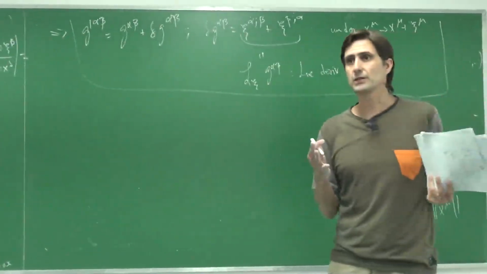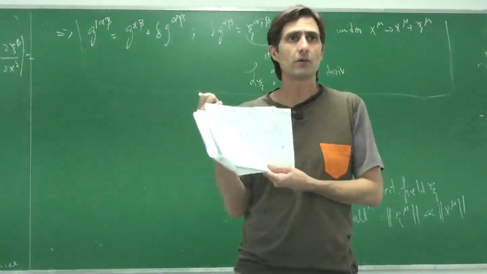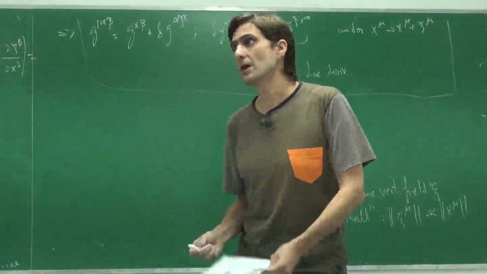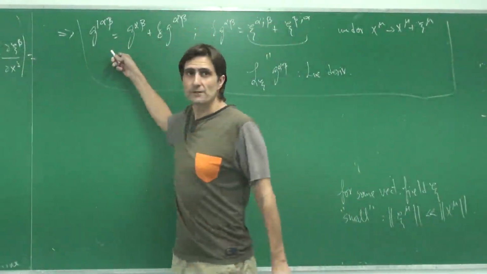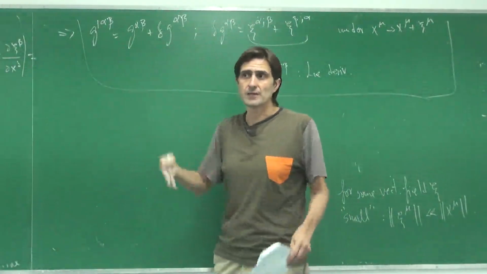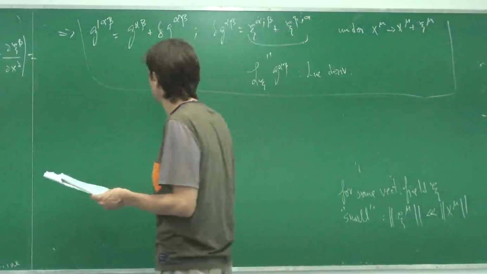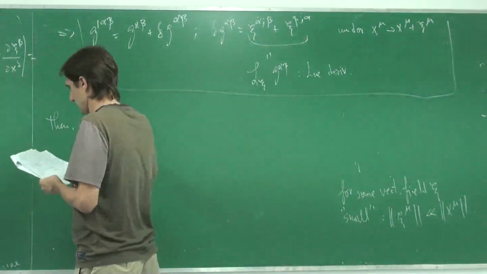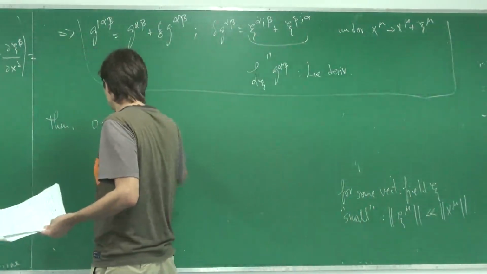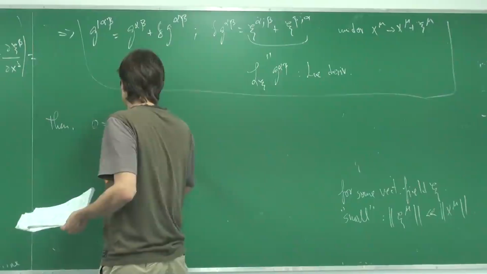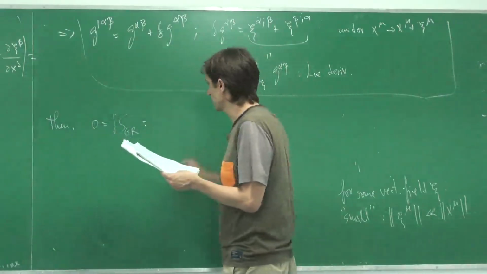Okay, so we want to look at the variation of the Einstein-Hilbert action under infinitesimal coordinate transformations. We've just seen how the metric varies under an infinitesimal coordinate transformation. Now we want to see how the action varies. So we're asking for the variation of the action to be 0, to extremize it.